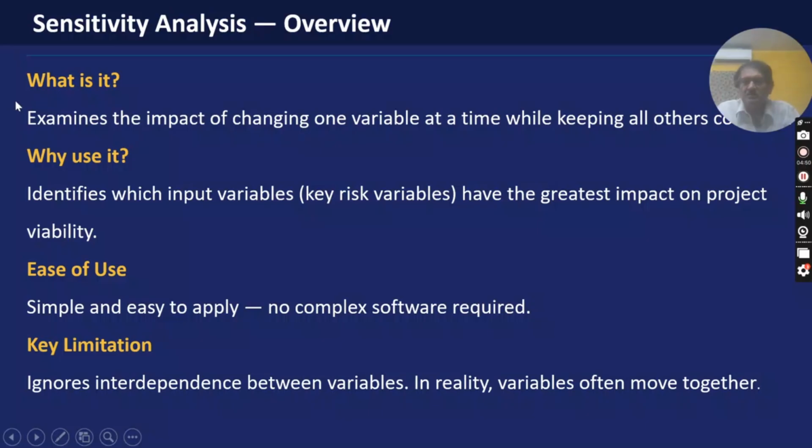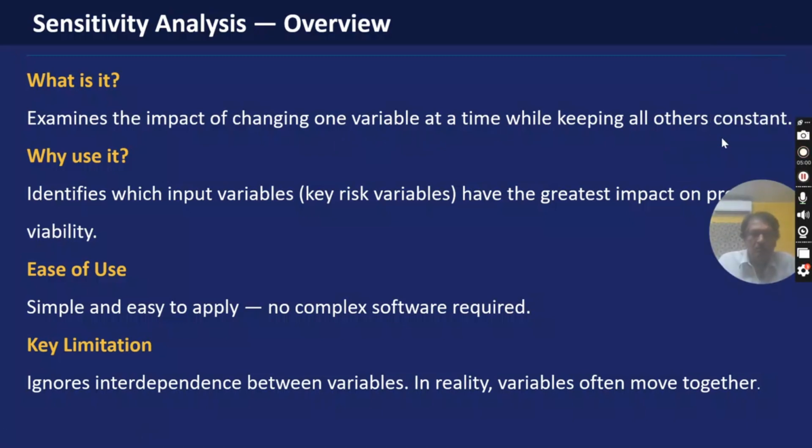What is it? Actually, what is sensitivity? It examines the impact of changing one variable at a time while keeping all other variables constant. Variable means what? Say sales price, variable cost per unit, and units volume. All these are the variables. If you change any variable, then what will be the effect on the NPV?